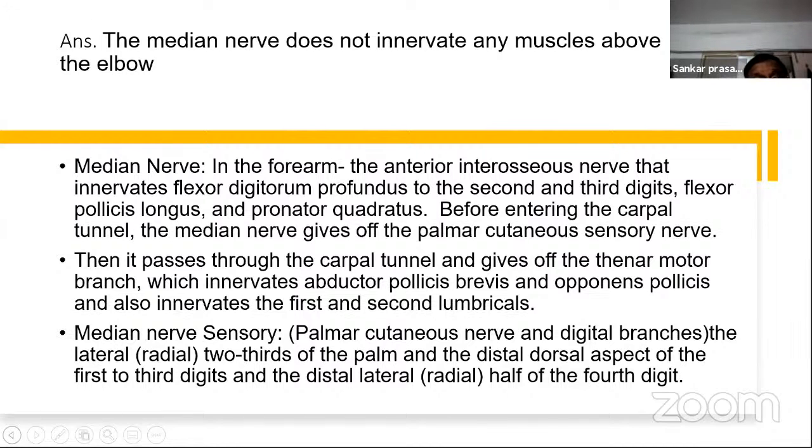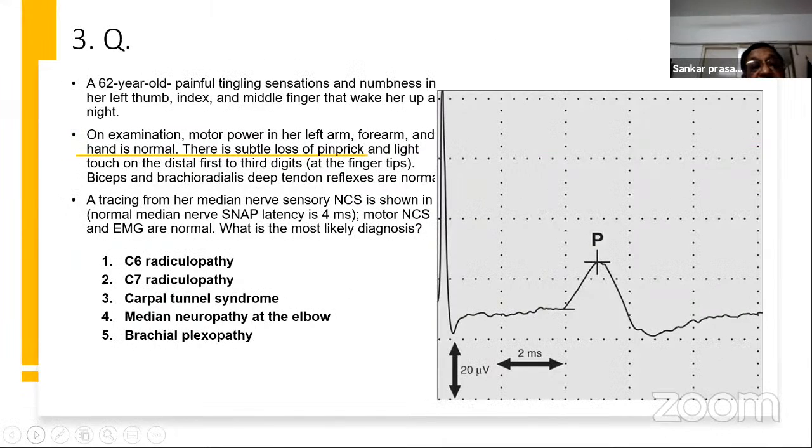And then where is the median sensory? The palmar cutaneous nerve and distal branches supply the lateral two-thirds of the palm and the distal dorsal aspect of the first to third digits and the distal lateral half of the fourth digit. So we do test the fourth digit in carpal tunnel syndrome, if you remember, but I'll talk about it later. But the important thing to remember is, if you want to test median sensory, it is the tip of the index finger which you have to test.